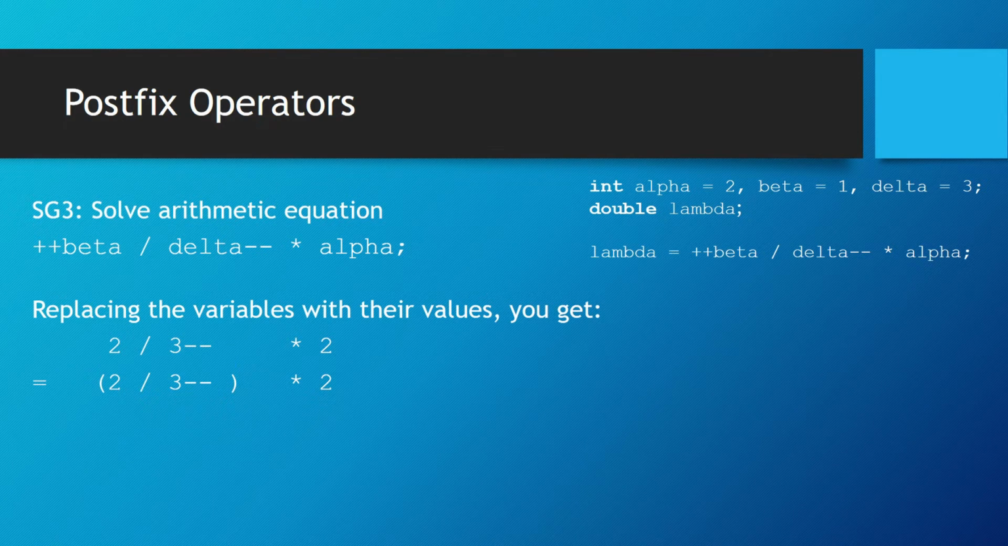2 divided by 3 is integer division, so we get 0. Multiplied by 2 is still 0. So the resultant value on the right-hand side is 0.